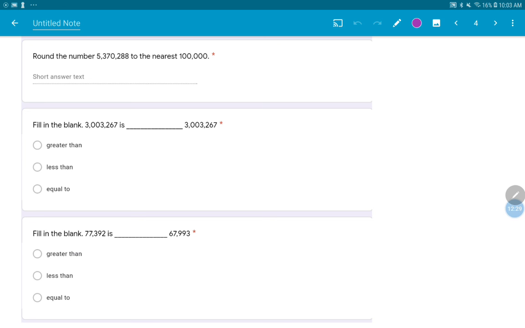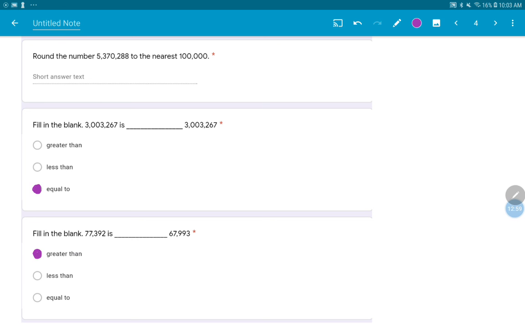3,003,267 is greater than, less than, or equal to 3,003,267. Ansley? Equal to. How do you know that? Yeah, they're the exact same number, so they're equal. 77,392 is greater than, less than, or equal to 67,993. Alexis? Greater than. How do you know?